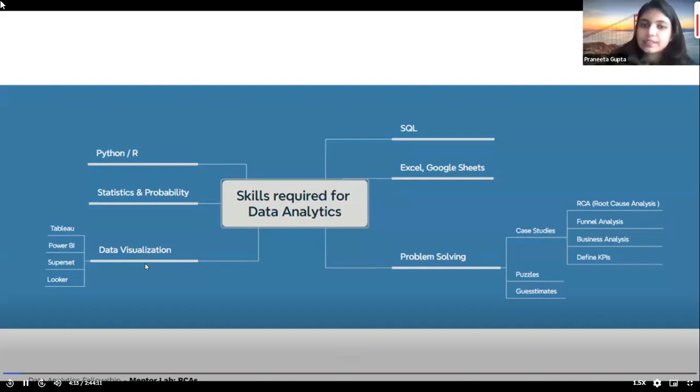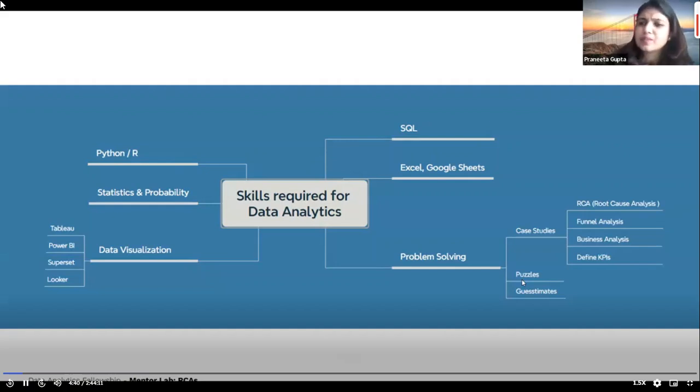Now, all these things are tested in three different formats. First being the case studies. Case studies, we'll deep dive into the different types in a minute. Then comes guesstimates, and then comes puzzles. So puzzles are something that are important, right? But they might not be focusing too much on the puzzles bit, but there's a lot of content out there available on the internet as well.